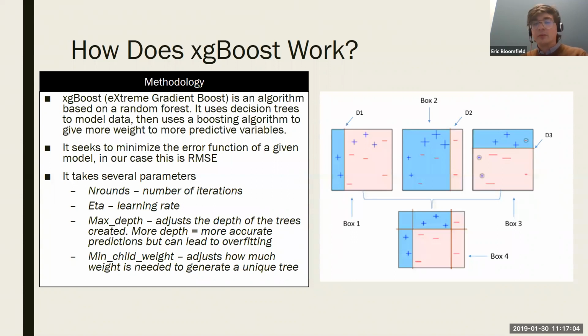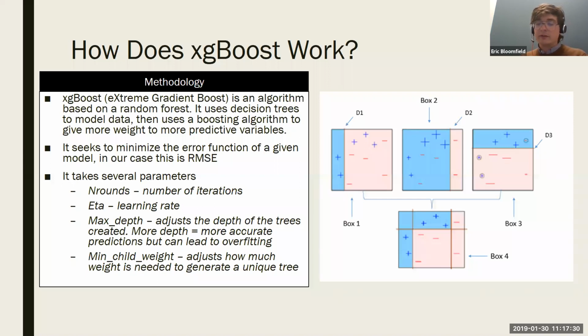And it also takes several parameters. Rounds is the number of iterations, the number of times we'll create this random forest in order to minimize that root mean squared error. There's also eta, which comes sort of from a neural network type approach to modeling, which is our learning rate. Basically that as we move from one iteration to the next, the algorithm will take a certain amount of information from the previous iteration.